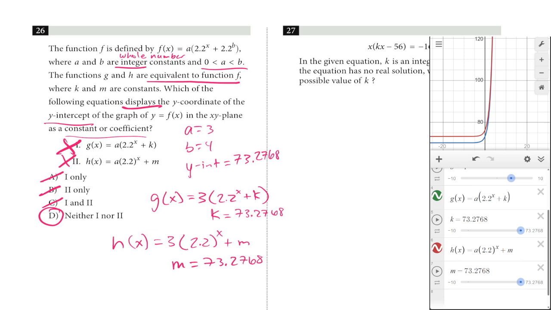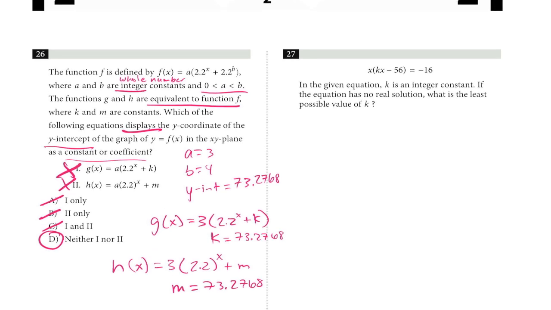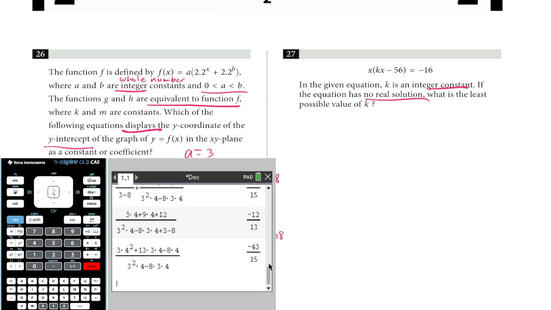Okay, last question, 27. It says in the given equation, k is an integer constant. So again, we just said integer means whole number. If the equation has no real solution, what is the least possible value of k? So if they ever tell you that you have a constant and they tell you the number of solutions, we are going to solve for x. So we're going to pull up the calculator.